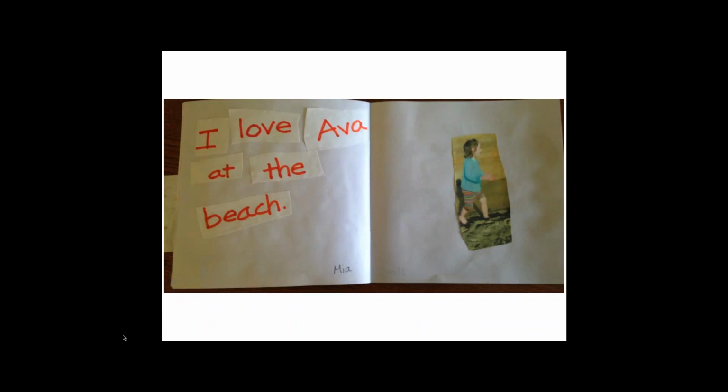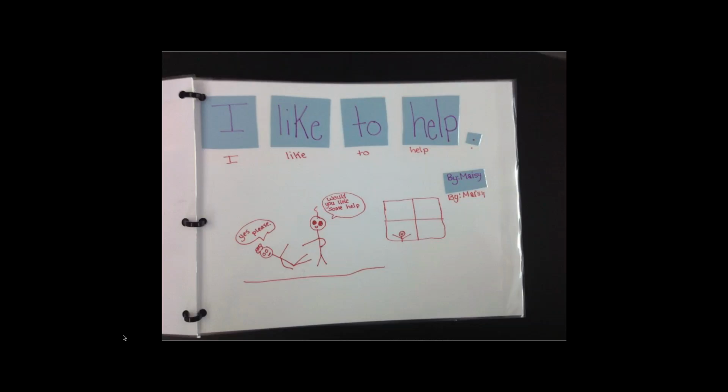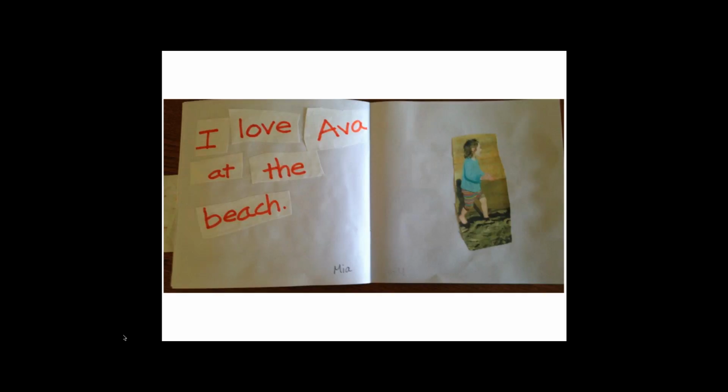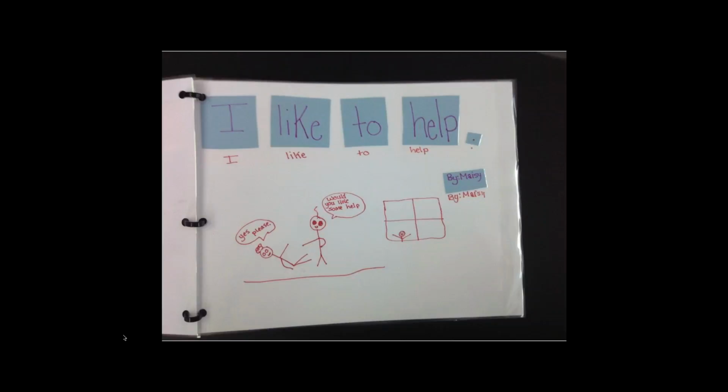So I love Papa at the playground. I love Ava at the beach. So that was just one homemade version. I think this family used Google Images to find, or just printed out their own photos, and you can see how they printed out their text.